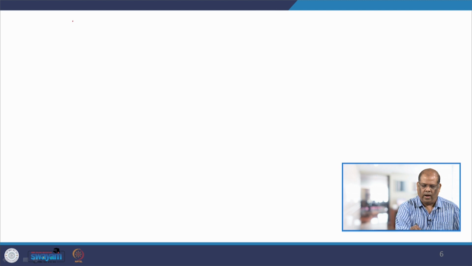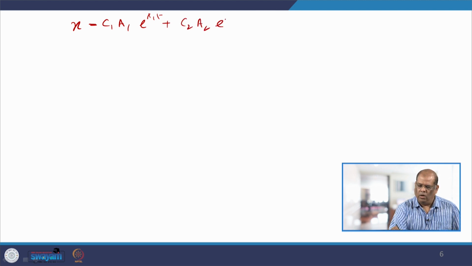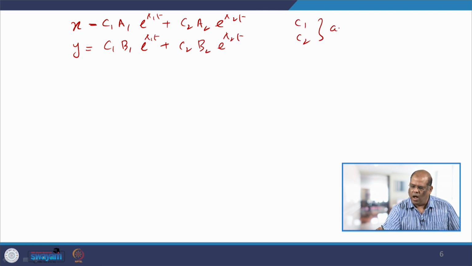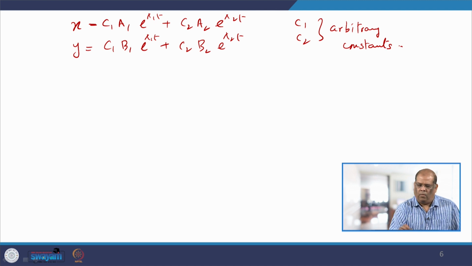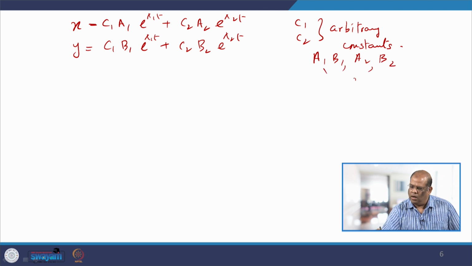Let me rewrite the equation. x equal to c1 a1 e to the power lambda 1 t plus c2 a2 e to the power lambda 2 t, and y equal to c1 b1 e to the power lambda 1 t plus c2 b2 e to the power lambda 2 t. Here c1 and c2, they are arbitrary constants, whereas your a1, b1, a2, b2, they are definite constants.